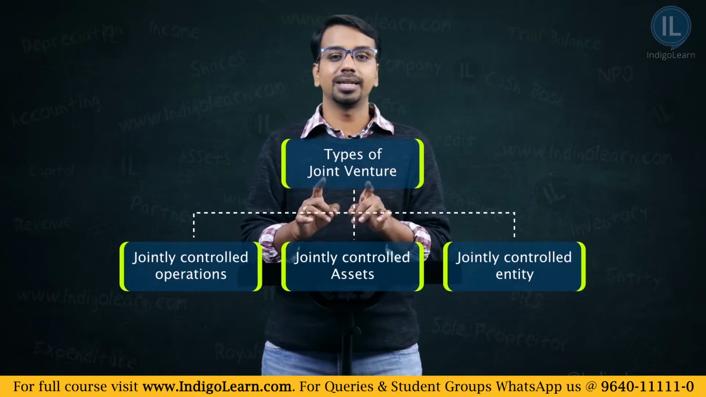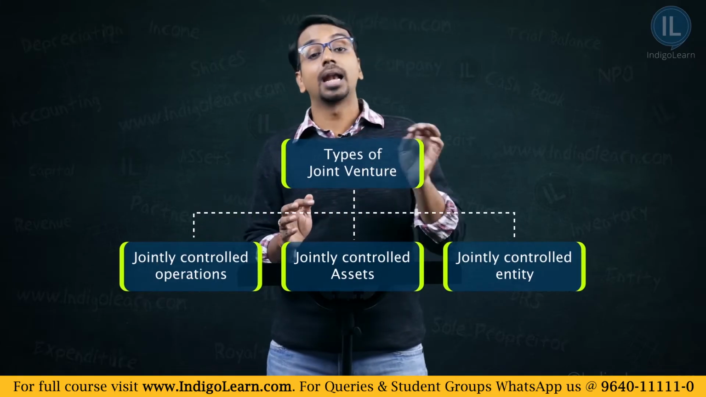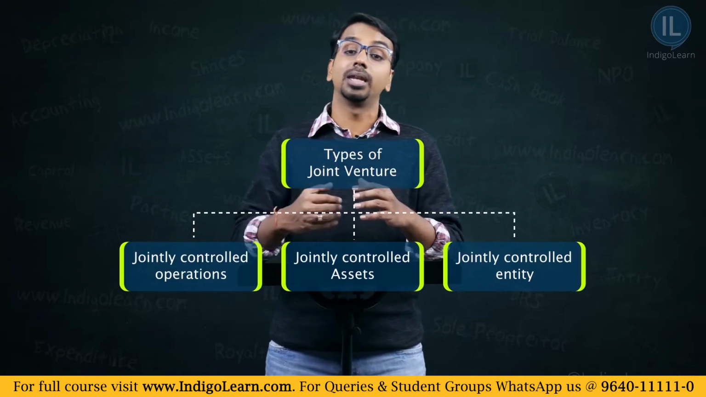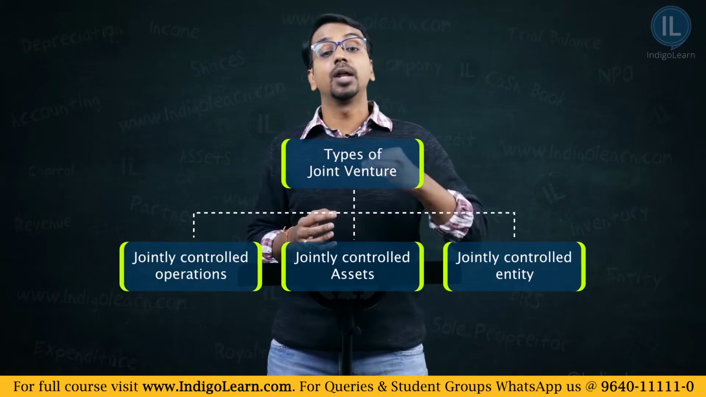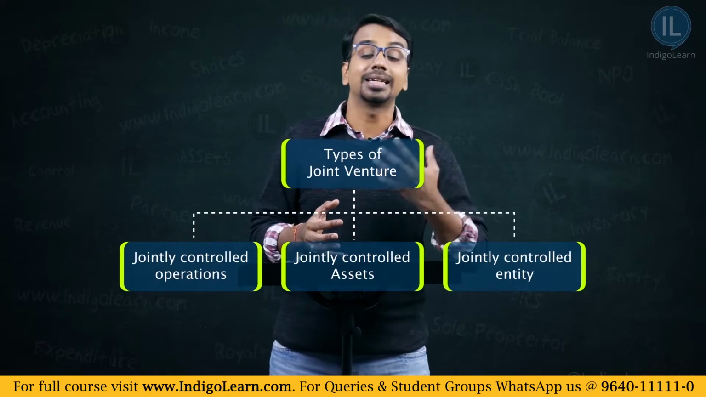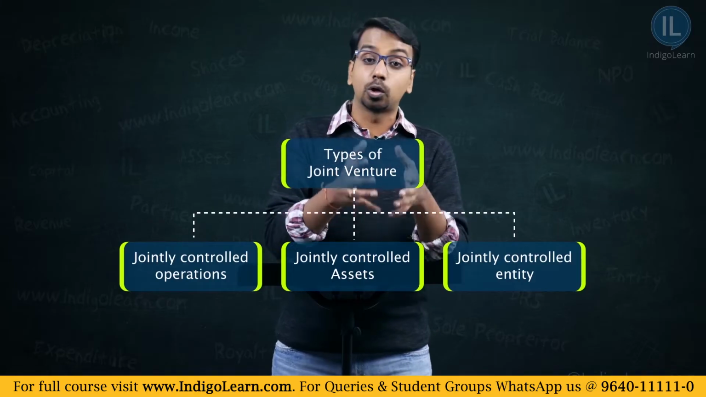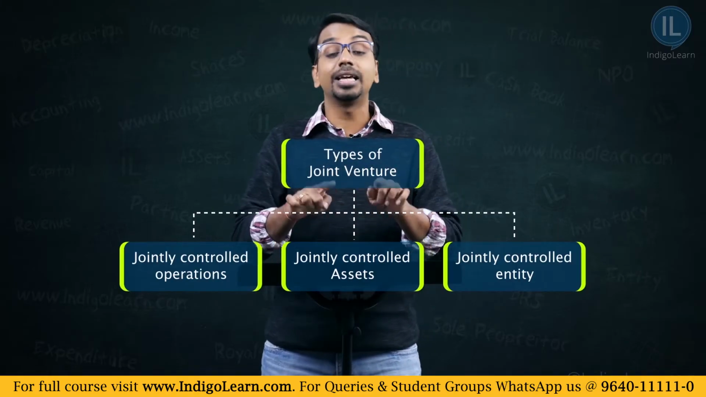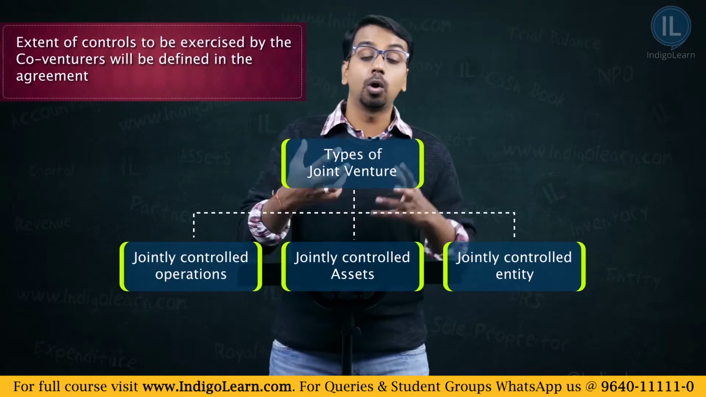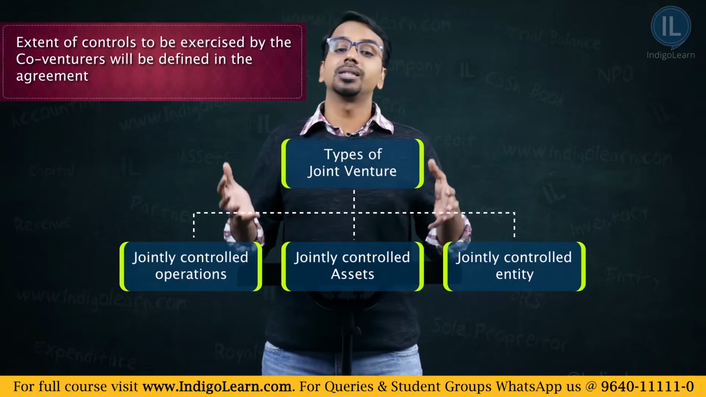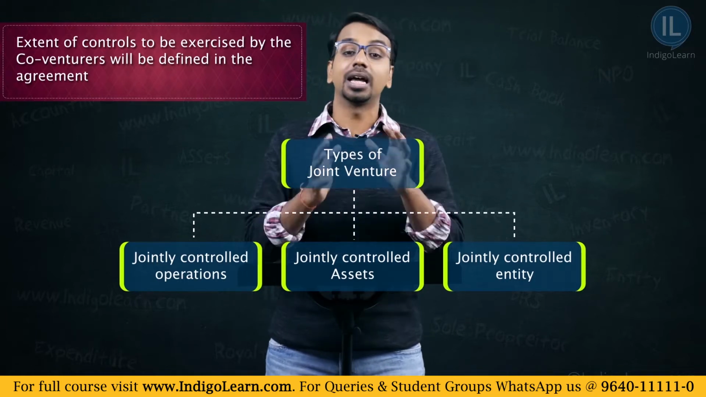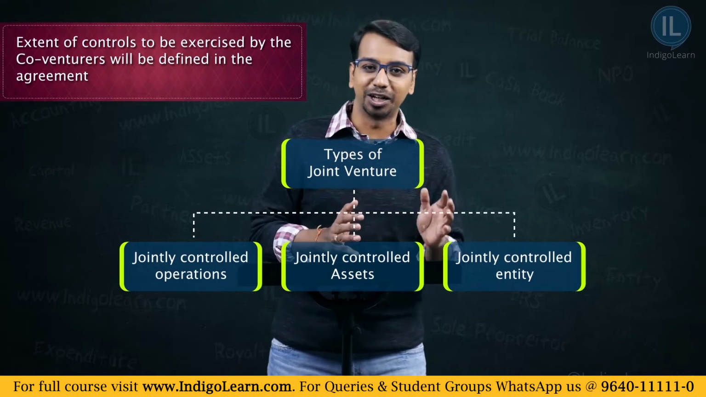So it is not always necessary that material is supplied or land is supplied or equipment is supplied. Even money can be invested in the joint venture, and if it is a jointly controlled entity, that entity will start purchasing assets and will control the asset, but this entity will be jointly controlled by the co-venturers. Now how much control, which areas to control, what is the degree of control, everything will be defined in the agreement.